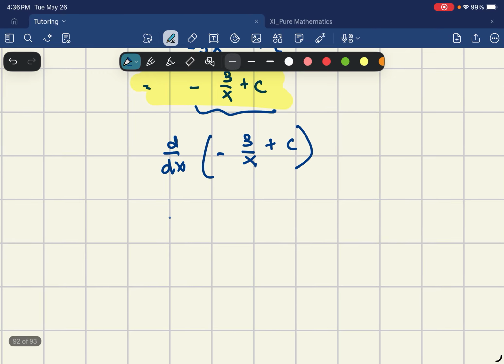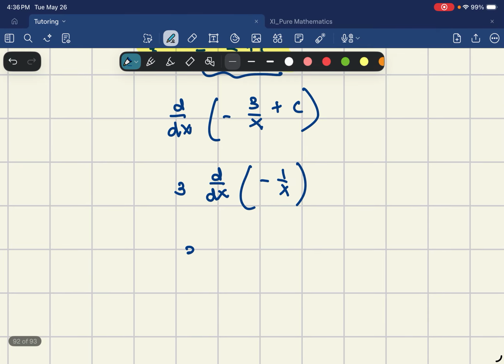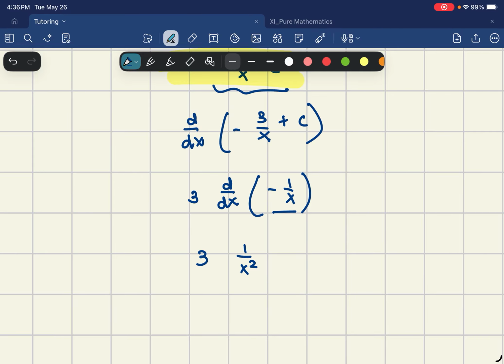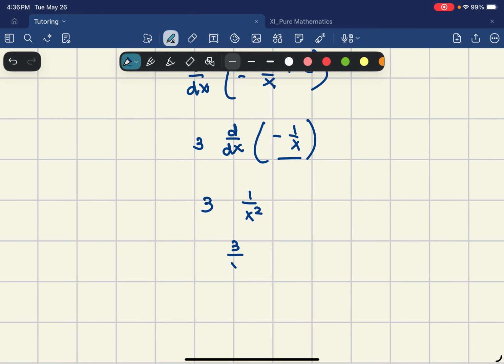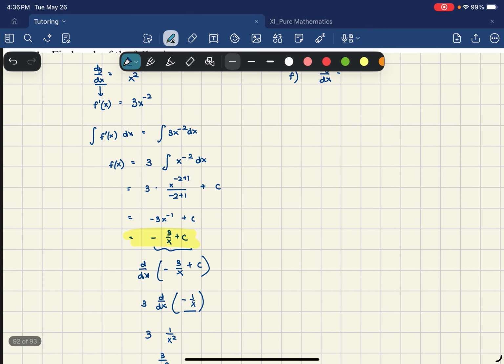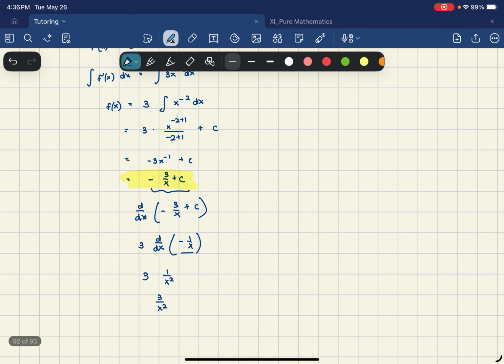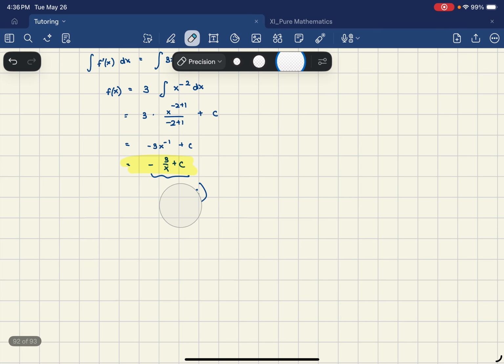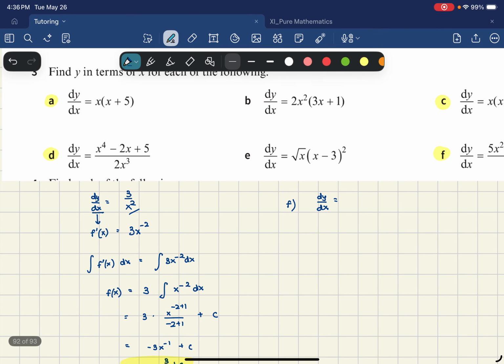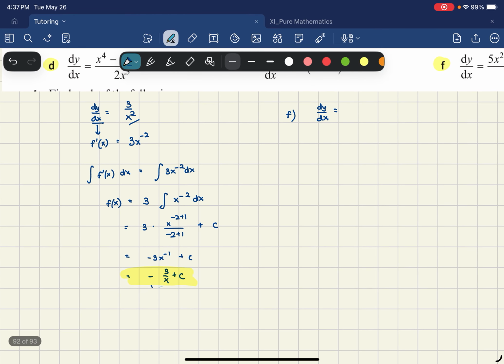So now you're taking 3 out, d by dx of minus 1 over x plus c is just plus 0, right? Differentiation of the constant. So now if you differentiate this, you are going to get minus of minus 1 over x squared, so plus 1 over x squared. And finally, your answer is going to be this, which is what we started with, right? So if you differentiate and check, you will see that your answer exactly matches what you started with, which was this. All right, so this is y.